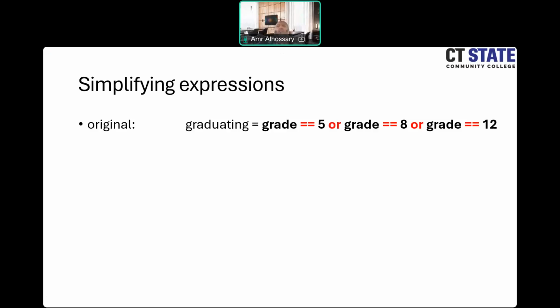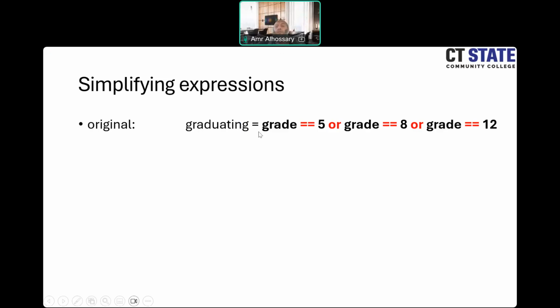You can use rules or tricks to simplify long and lengthy expressions into smaller expressions. For example, a student is a graduating student if his grade equals 5 or 8 or 12, which means he will be graduating from the elementary, middle, or high school.